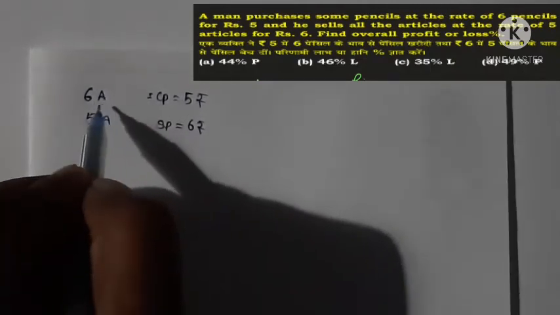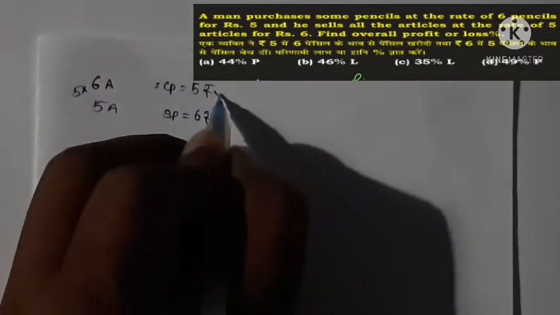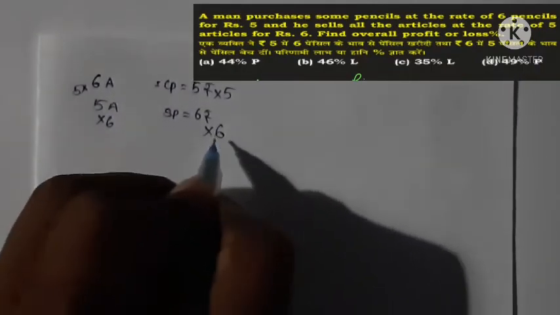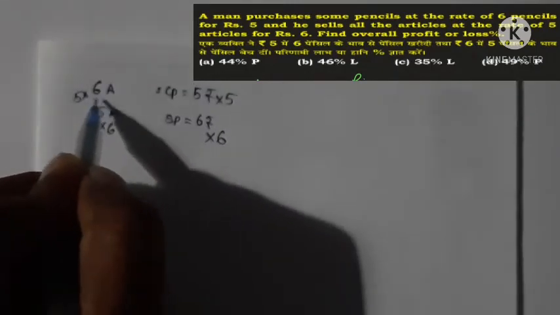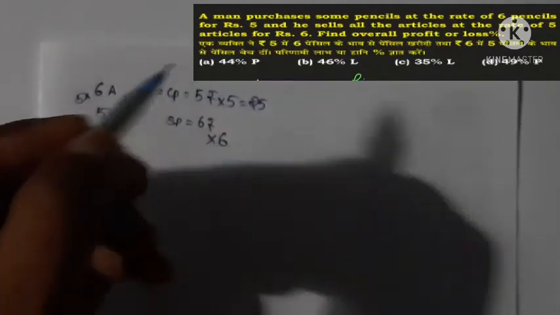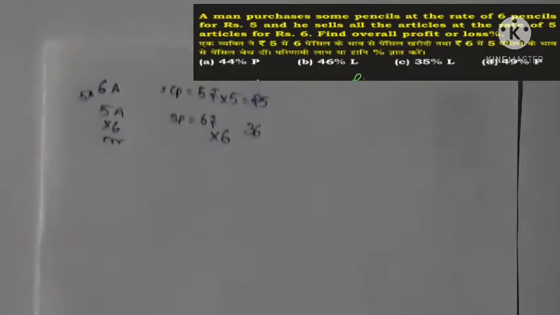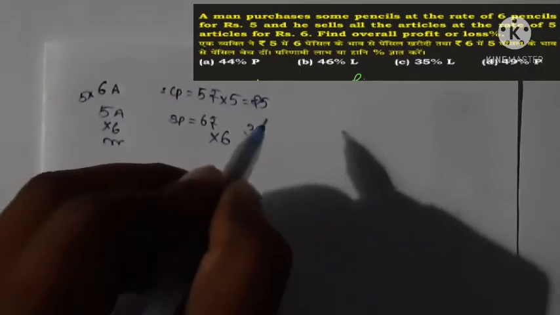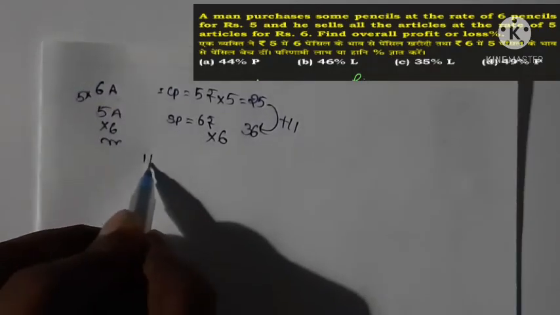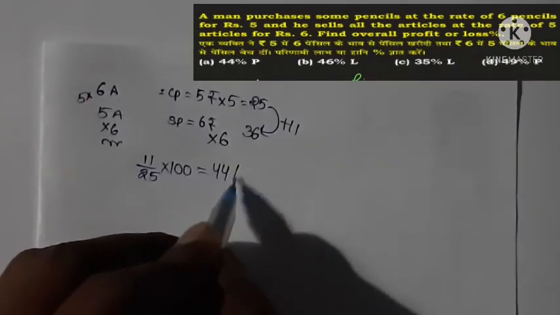So here we have to equalize the articles. So multiply this value into 5, and multiply this value into 6. Here the 30 articles cost price is equal to 25 rupees. Here the 30 articles selling price is equal to 36 rupees. This is the profit, so the value is increased by 11. So 11 by 25 into 100. So the value is equal to 44 percent.